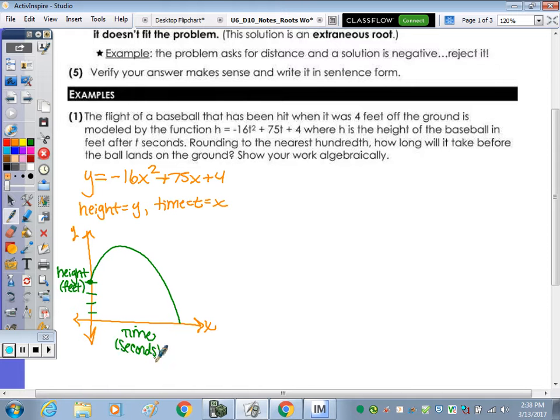Notice how this question doesn't say to solve algebraically. So you could sketch a picture like I'm sketching, and you can answer the question. How long will it take before the ball lands on the ground? Where does the ball land? Once you, on your paper, put a big dot or star it. Where are you looking at when you answer the question? How long will it take before the ball lands on the ground? Sarah? The x-intercept, so right here.